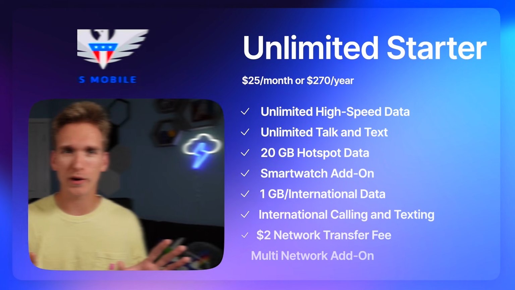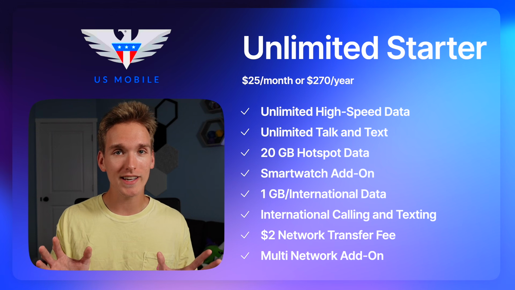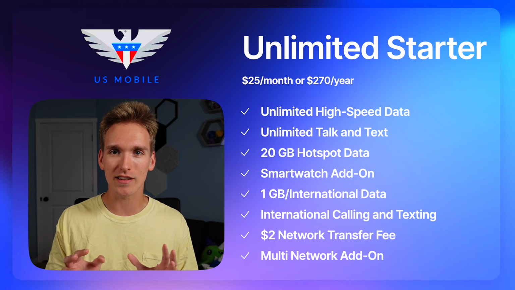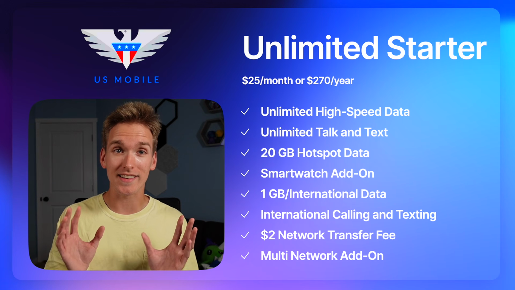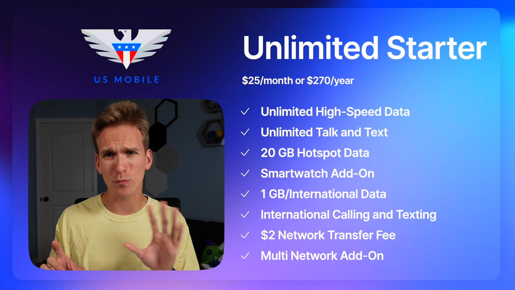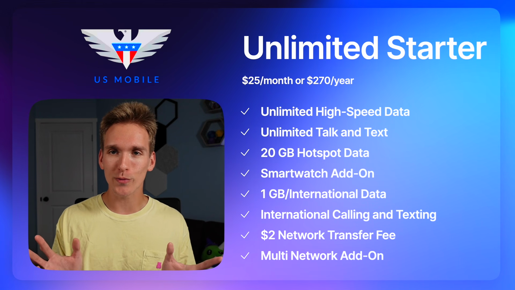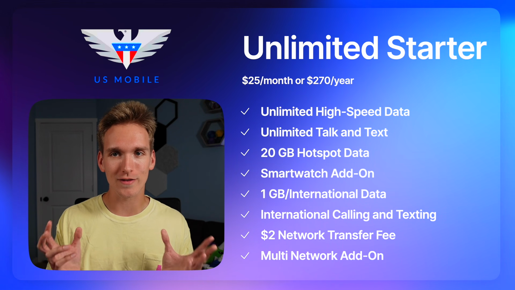This plan offers unlimited high-speed data, unlimited talk and text, 20 gigabytes per month of hotspot data, a smartwatch add-on, 1 gigabyte of international data, as well as international calling and texting, a $2 network transfer fee to switch between Warp, Darkstar, and then Lightspeed, and the option to add multiple networks for $7.50 a month. So what does all of that mean and what's different between the networks?